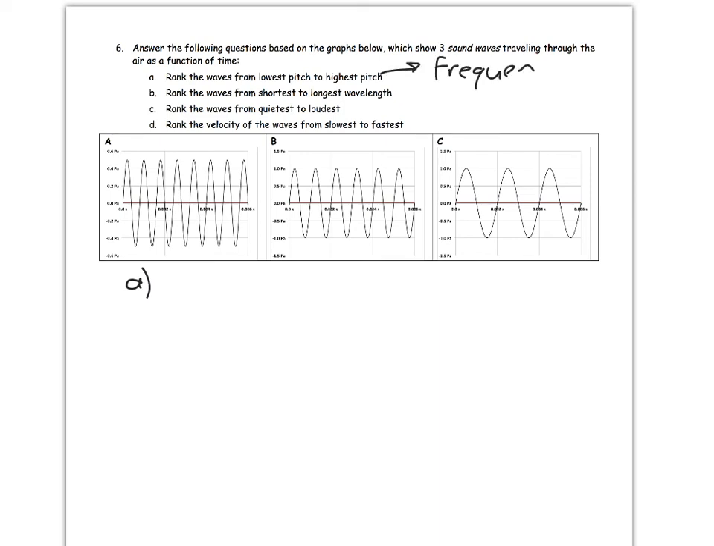And when we're thinking about frequency, we don't actually see frequency on this graph, but we do see the period, okay? From here to here, the time for one full wavelength. And so we can think about the fact that frequency is just 1 divided by that period.